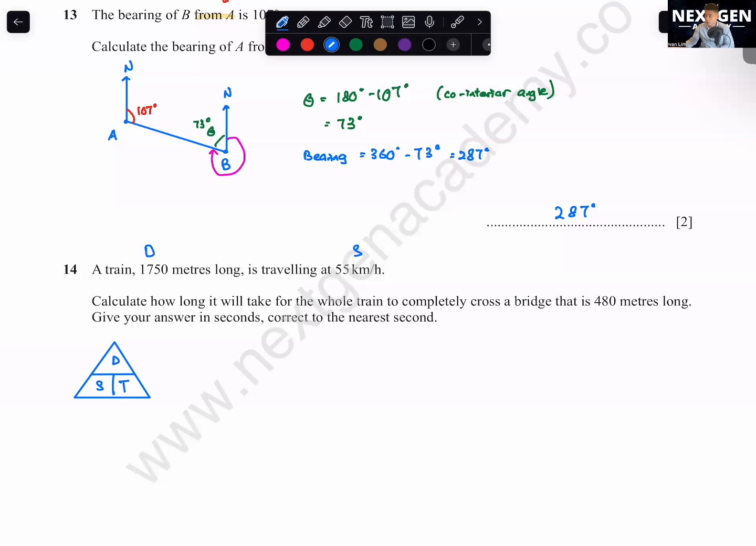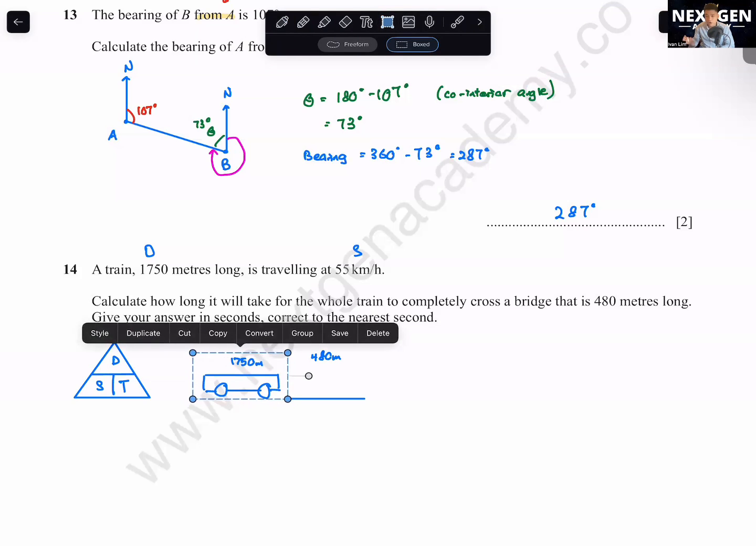What is my distance? If you cannot understand this question, I will draw it out so that you can see. I got a train here, like that. We call this train Thomas, because Thomas the train, right? This train is 1750 meters long. The bridge here is 480 meters long. Irfan says, you add 1750 plus 480. Why do we add this up together? This is the illustration.